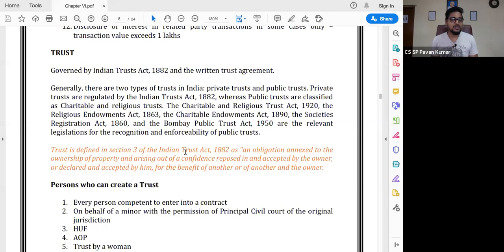And this kind of arrangement is called a private trust. Okay, where the end beneficiary is known and it is given to a particular group of people or to a particular person, it is called a private trust.